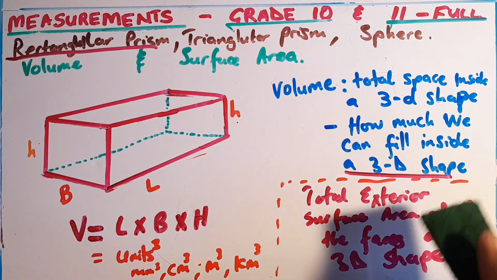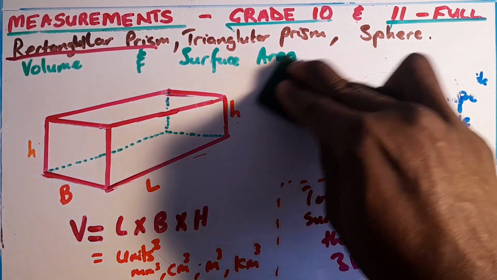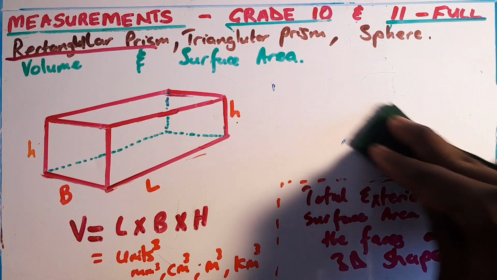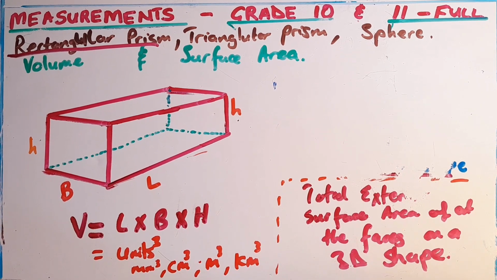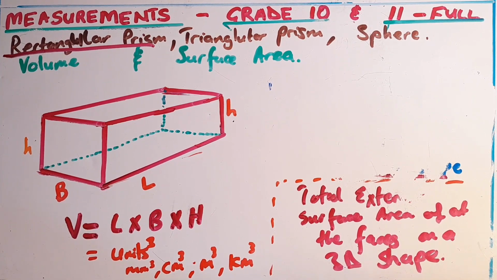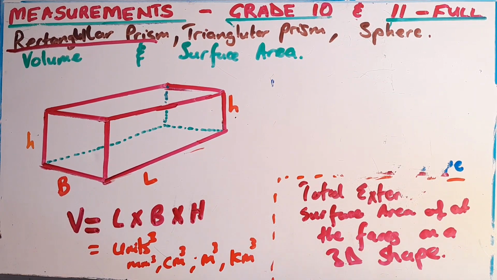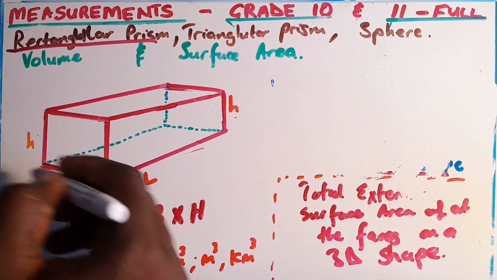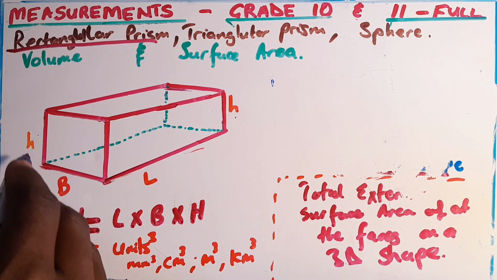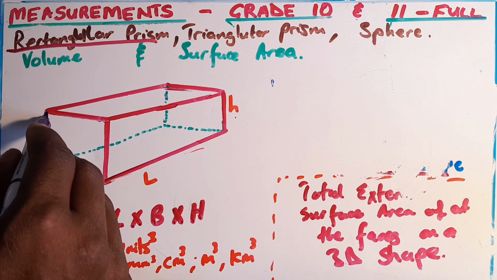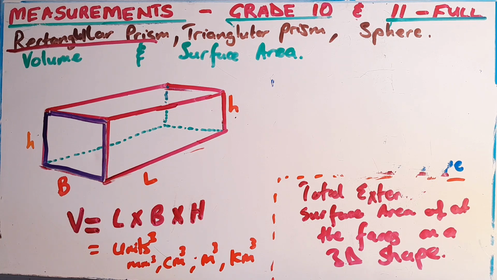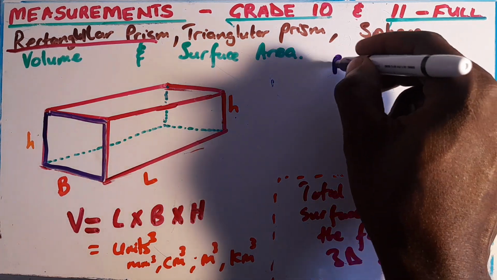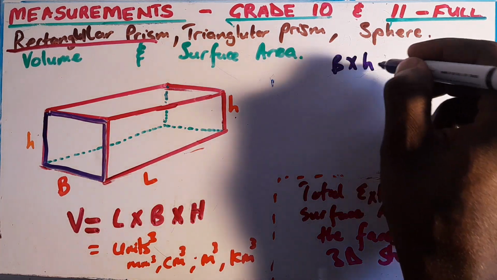So how do we find the total surface area of this shape now? Finding the total surface area of this shape won't be hard. So let's see, how many faces do we have? If you check on this side, we have this face that has a breadth and a height. So to find the area, we have a side that has breadth times height.